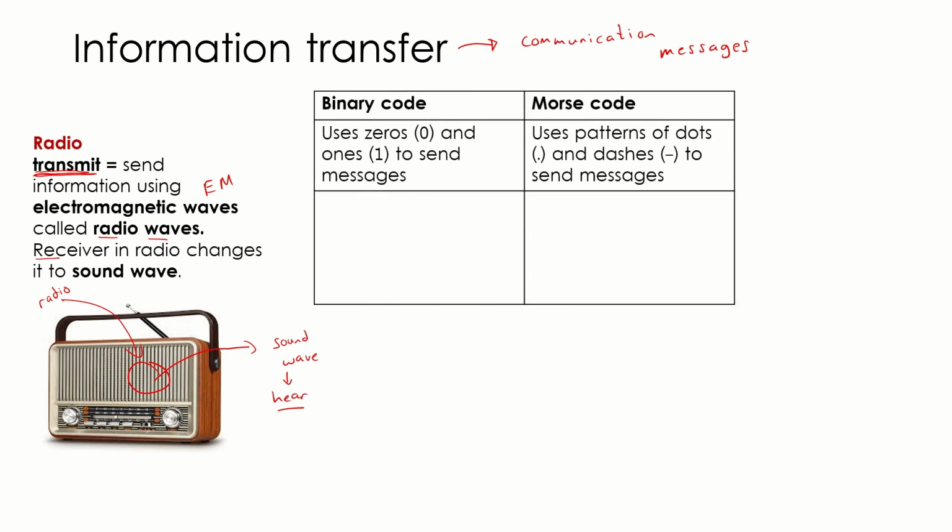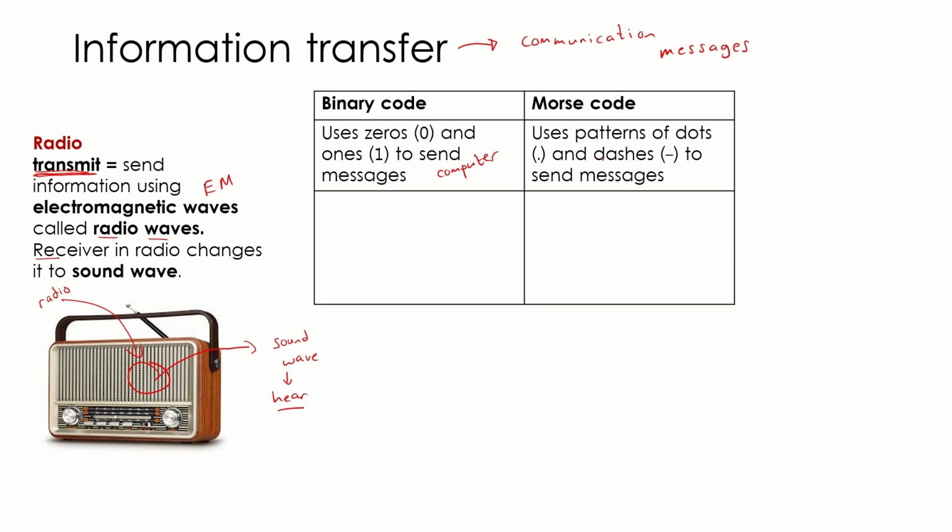Okay, so now let's talk about codes. Computers use different codes to work. These codes, the computer's language, if you will, is called binary code. So binary code is a pattern that we use to send messages, and we use this in a computer.